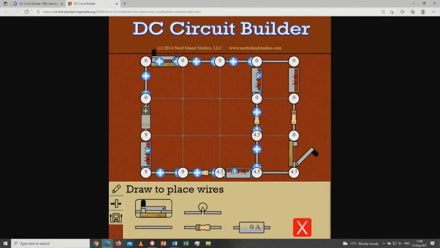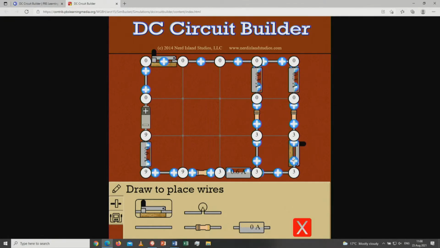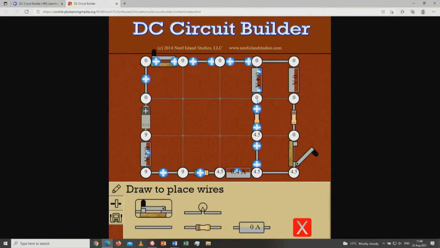It looks like the voltage has gone down, yes, from 6 volts to 4.5 volts. And here also we have a potential difference of 4.5 volts.